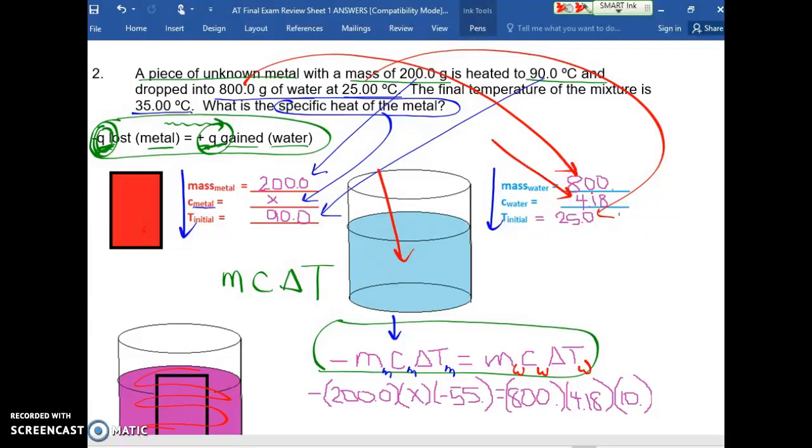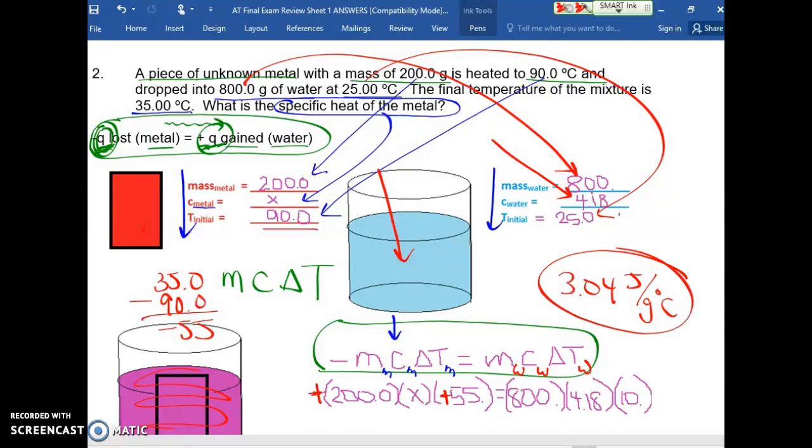So we know that the temperature that it finally reaches is 35 degrees Celsius. The initial temperature of the metal was 90. So then we have a negative change here, a negative 55. Of course, that negative here is negated in a sense, or reversed in its sign. Negative times negative is positive. So you're going to wind up with a positive answer. And when you solve for this, you get an answer of 3.04 joules per gram degrees Celsius.